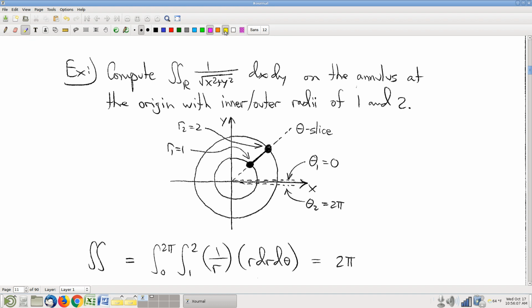Okay, so let's suppose you want to do an integral over this annulus. Washer, maybe you prefer. And I want to do an integral of this integrand, 1 over the square root of x squared plus y squared. So how would you do that integral? Now, there's one thing you could attempt.